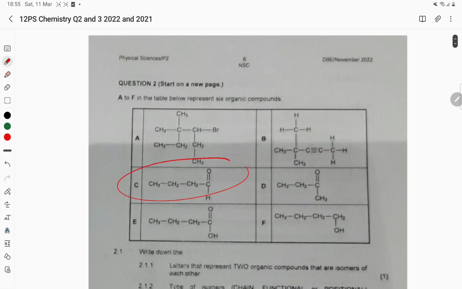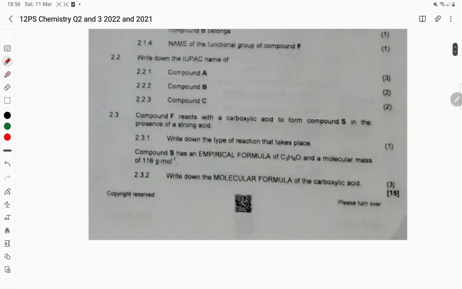Right, C. That's a nice one. So we're just going to straight up go like this, and that is an aldehyde, and that will end with the al, and it's a 4-chain, so it's a butanal. And we don't care about positioning because it's a terminating functional group, so it will always be position 1, so we don't write 1-butanal or anything, we just write butanal.